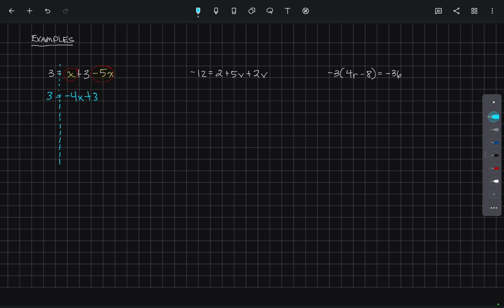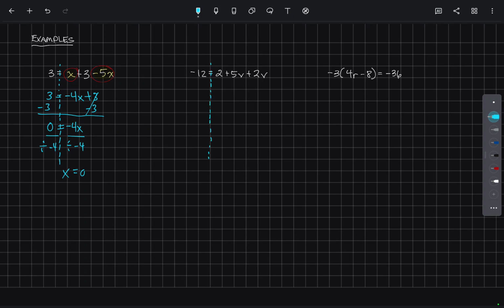Now you can see this looks like a regular two-step problem. I'm going to get rid of positive 3 by subtracting 3. Goes to 0. We got negative 4x equals 3 minus 3 is 0. Divide by negative 4. Divide by negative 4. x equals 0. So I went ahead and just flipped it. It would be 0 equals x, but I'm always going to start with variable first. Moving on to the second.